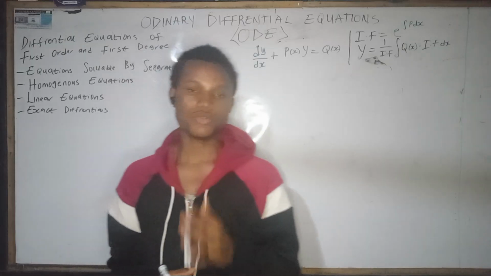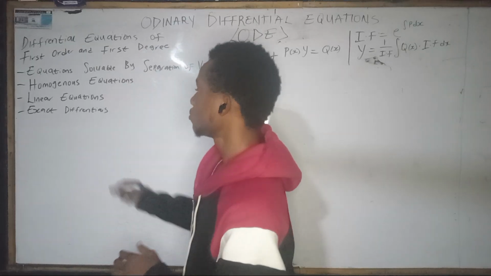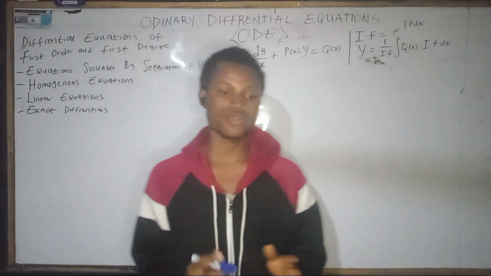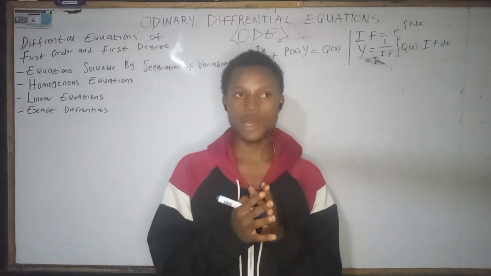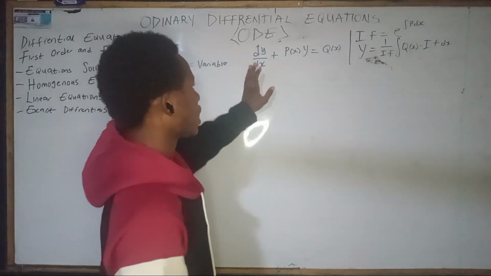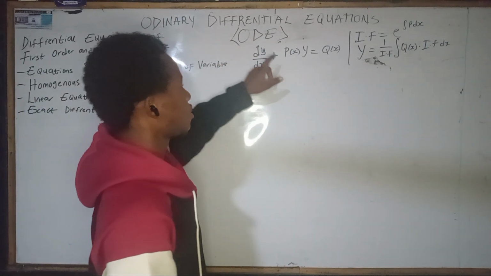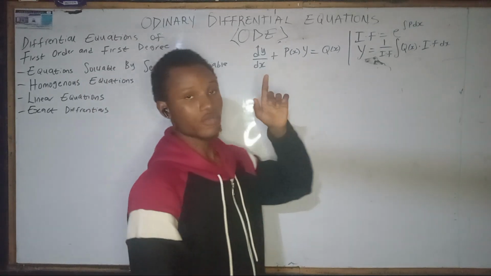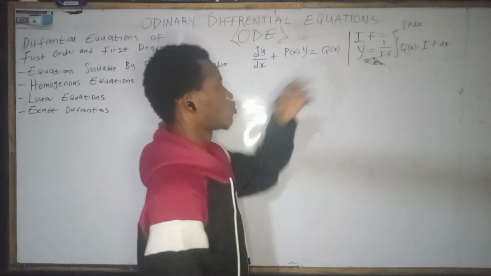And in this particular video, we're going to be talking about linear equations. So now, linear equations, how do we identify linear equations? Linear equations are identified when we have the form dy/dx plus p of x, p a function of x, multiplied by y equals q of x.